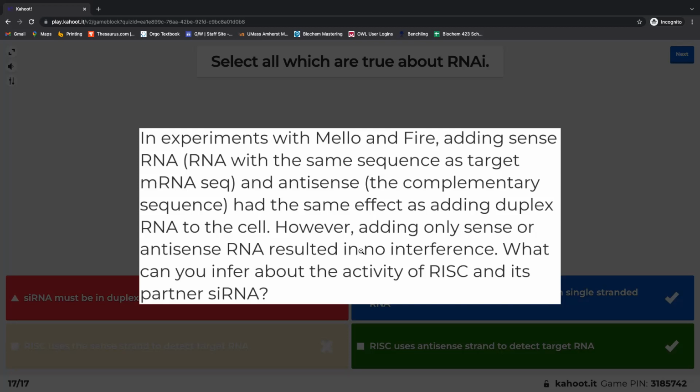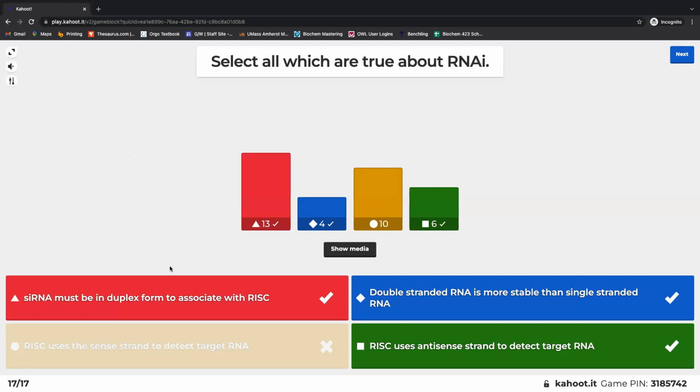No, it's the other way. If you drop the antisense, in one situation you have both, and in the other situation you drop antisense, and by dropping antisense you lose function. So basically, if you're not adding both and you lose function, then what that means is that you just need to add both. So that's what you got, the red one: it has to be in the duplex form to work.